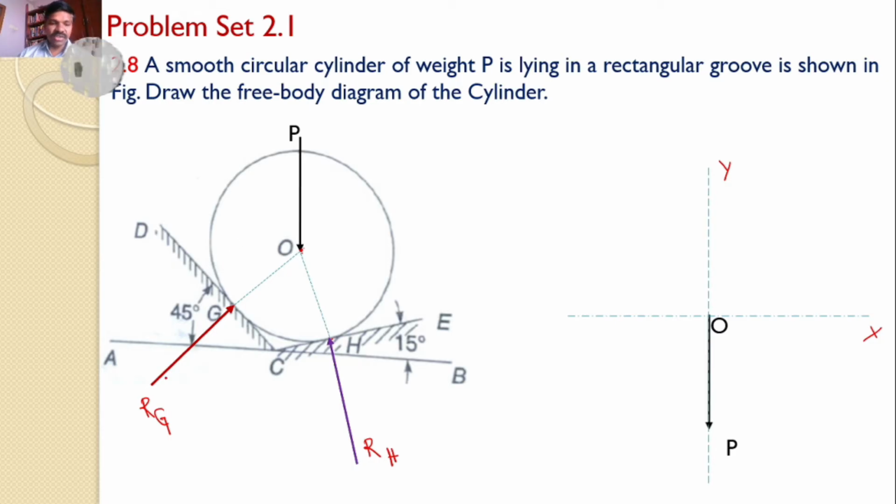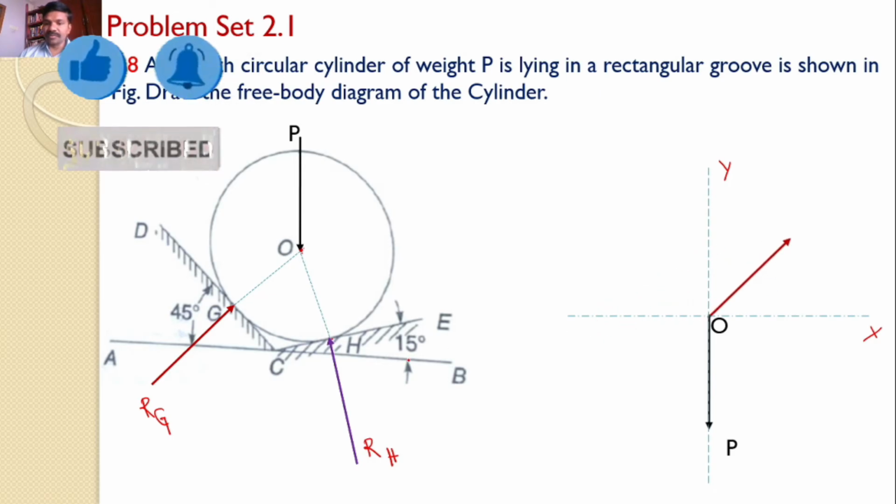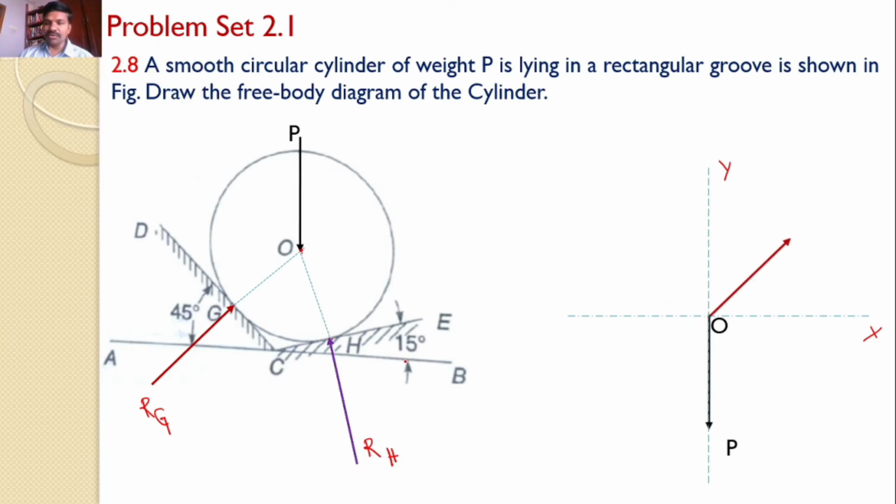Next, transfer this RG onto this XY plane. What is the magnitude of this force? RG. Similarly, the third force is RH. Transfer this RH onto the XY plane. Just draw a line parallel to this onto that XY plane. What is the magnitude of this force? Sorry, it is RH.